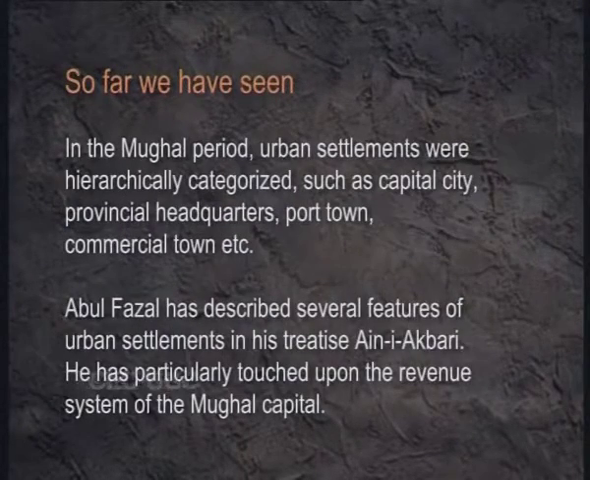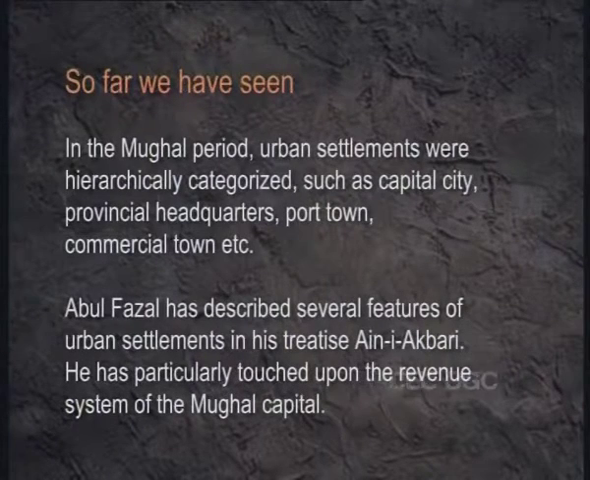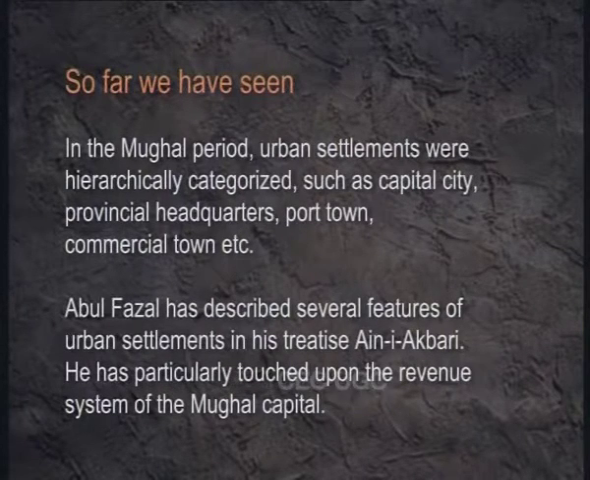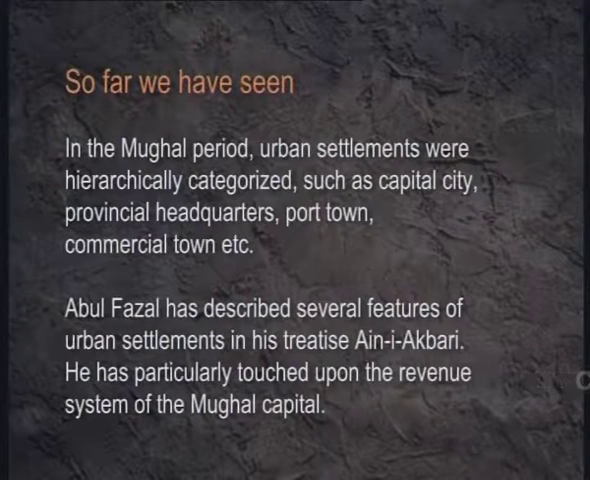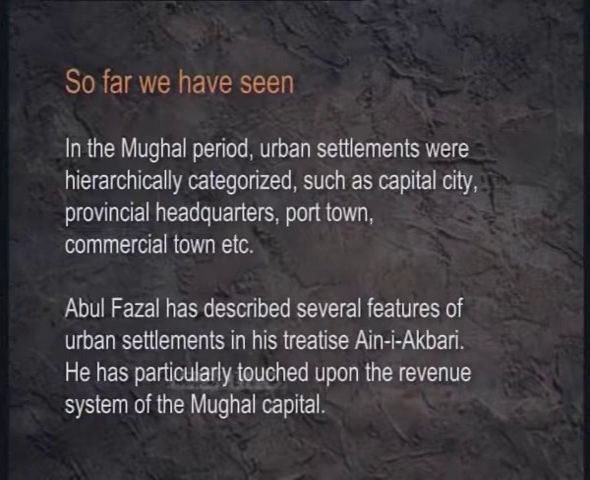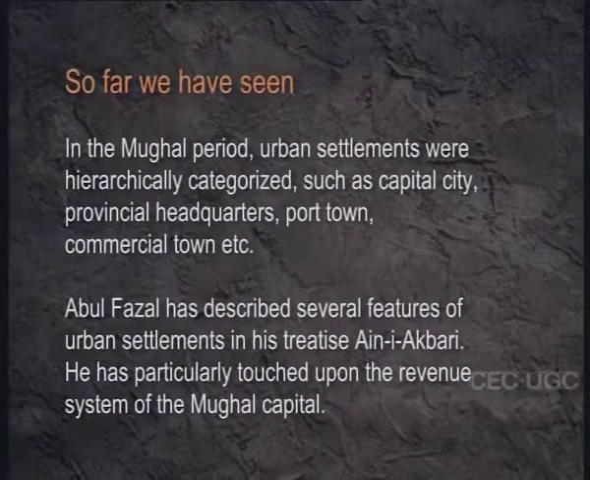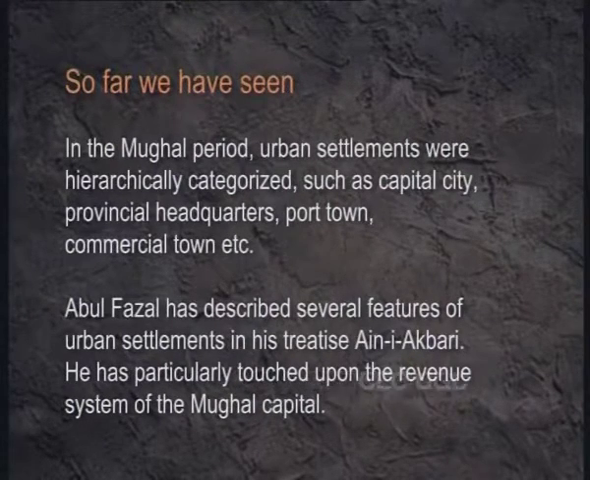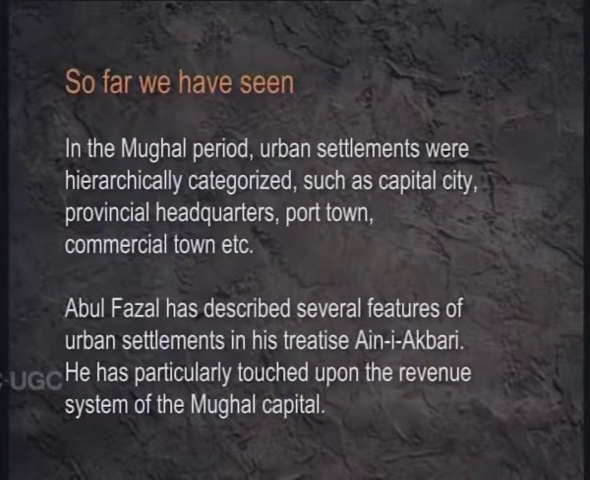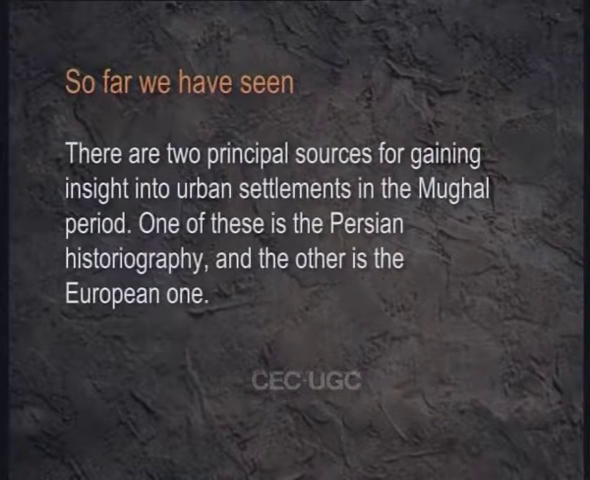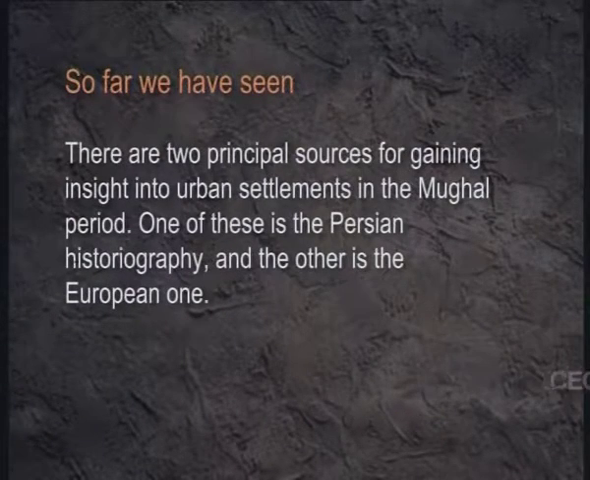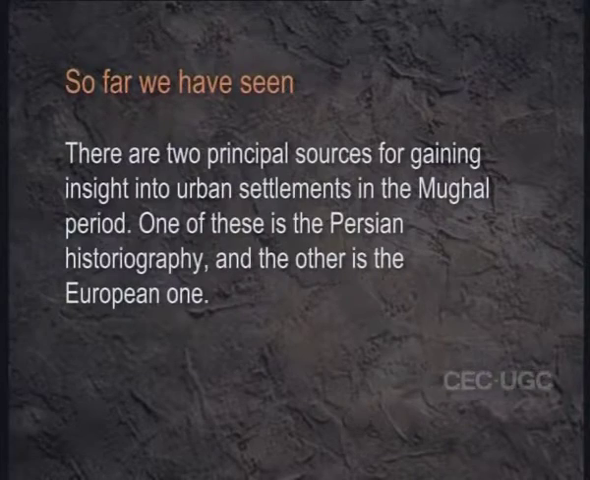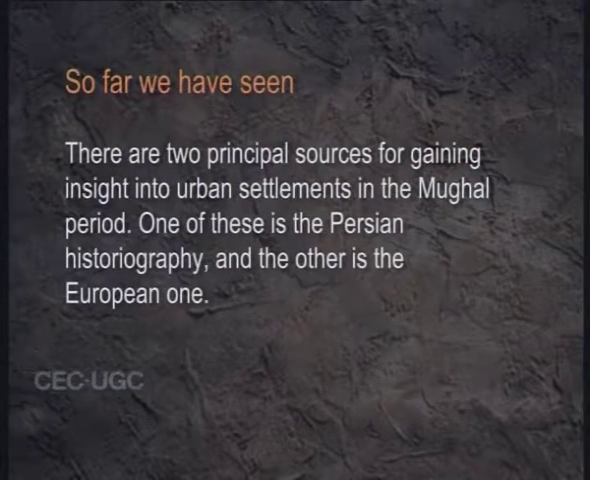In the Mughal period, urban settlements were hierarchically categorized, such as capital city, provincial headquarters, port town, commercial town, etc. Abul Fazl has described several features of urban settlements in his treatise Ain-e-Akbari. He has particularly touched upon the revenue system of the Mughal capital. There are two principal sources for gaining insight into urban settlements in the Mughal period: one is the Persian historiography and the other is the European one.